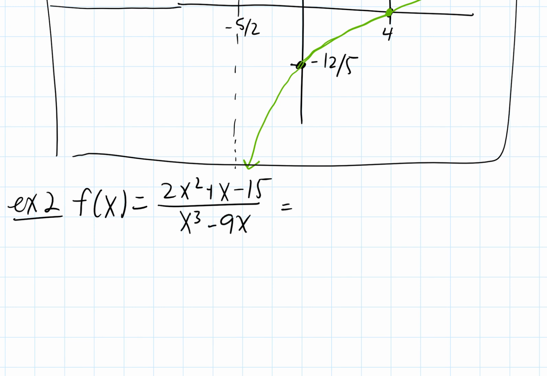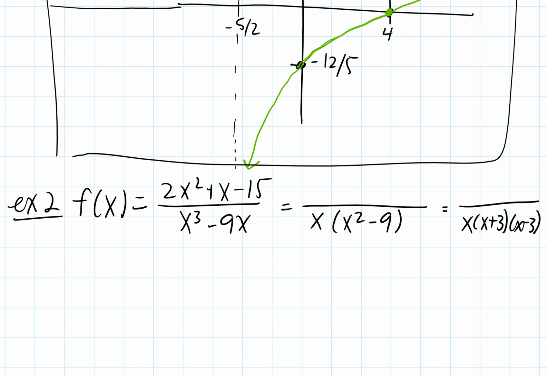I'm going to start by factoring. I notice the denominator has an x in both terms, which can actually be further factored. I notice the numerator has a leading coefficient other than 1, so I need a 2x and an x. Let's try 5 and 3 to get that 15. If so, I've got a 5x and a 6x. Ooh, well, we can make positive 1 if we subtract the 5x from a positive 6x. So that'll work.